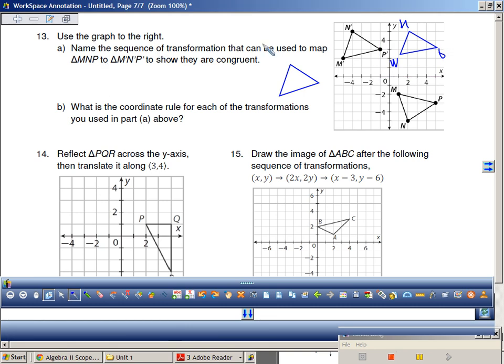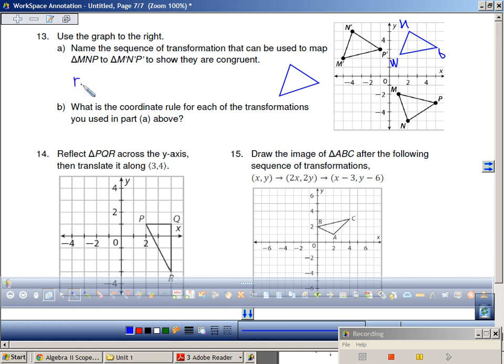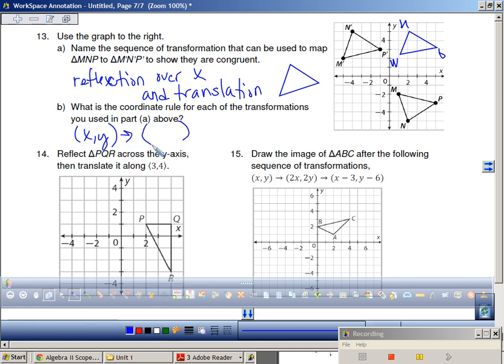You would write, let's see, name the sequence of transformations mapped to show they are congruent. So reflection over X, and translate. What is the coordinate rule for the transformation? Oh, so all you have to do is just say reflection and translation. And then on this one, I want the actual rule. So what is the rule to reflect over X? No. The rule.